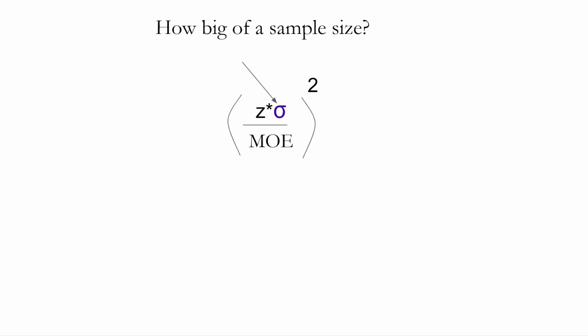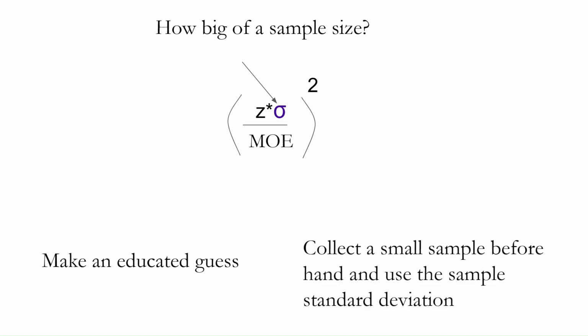Now back to this population standard deviation problem. There are two ways you can dodge this problem. Either you have to make an educated guess on what the population standard deviation could be, or you should collect a small test sample beforehand and use the sample standard deviation in place of the population standard deviation.